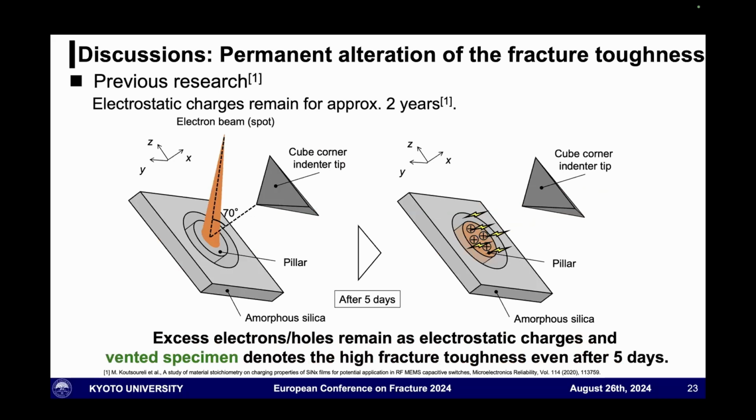Lastly, let me discuss the permanent alteration of the fracture toughness. In the previous research, electrostatic charges remained for approximately 2 days. Therefore, excess electrons and holes remain as electrostatic charges, and vented specimens denoted high fracture toughness even after 5 days.